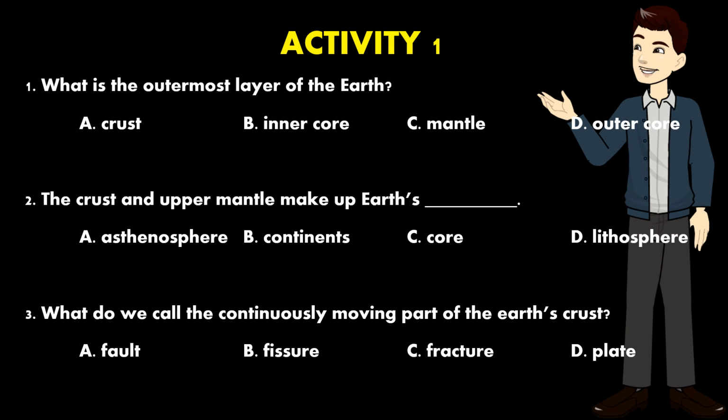Number 2. The crust and upper mantle make up Earth's A. Asthenosphere. B. Continents. C. Core. D. Lithosphere. 3. What do we call the continuously moving part of the Earth's crust? A. Fault. B. Fissure. C. Fracture. D. Plate.